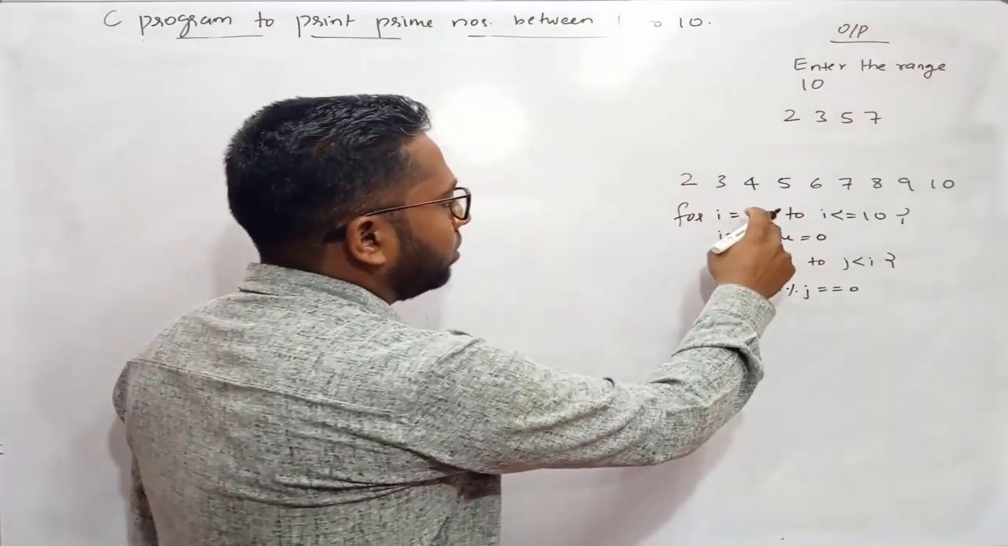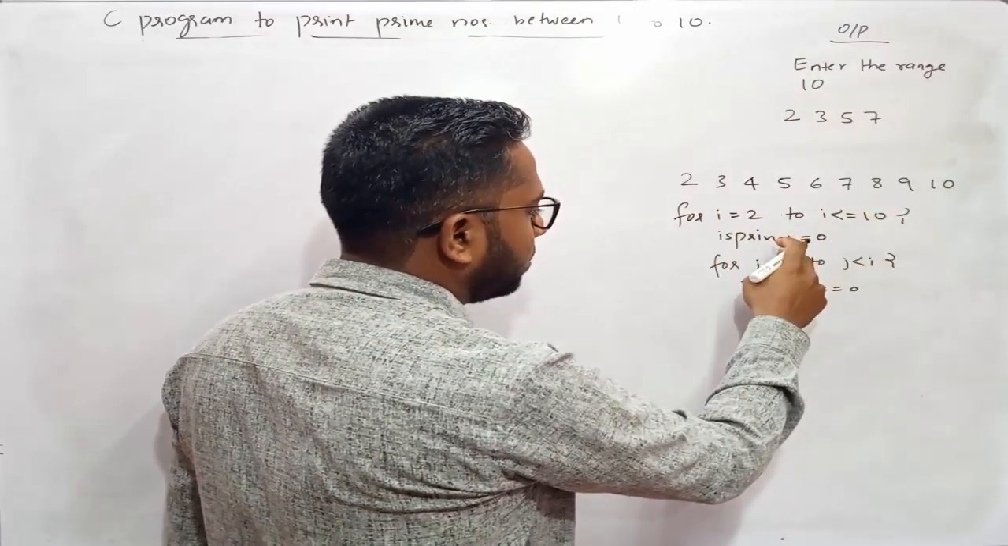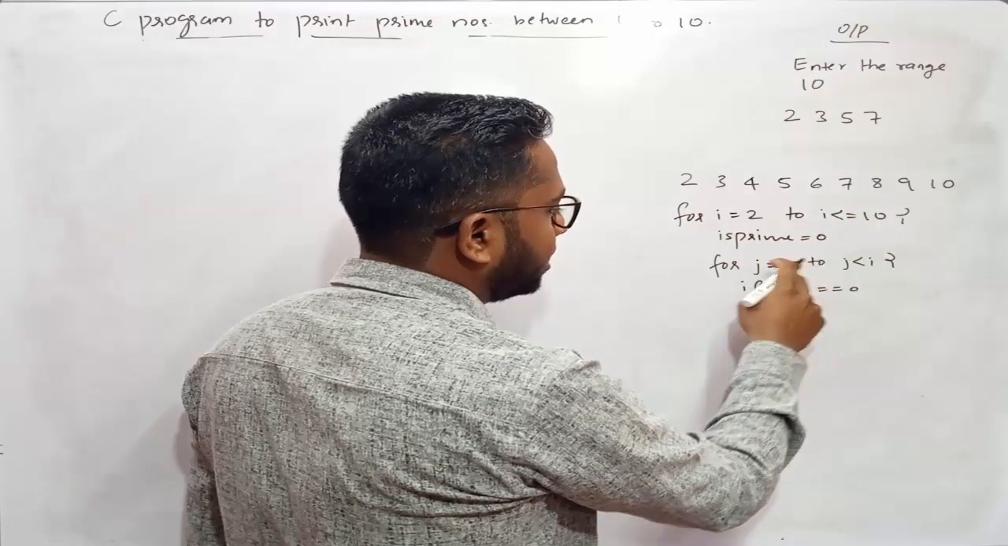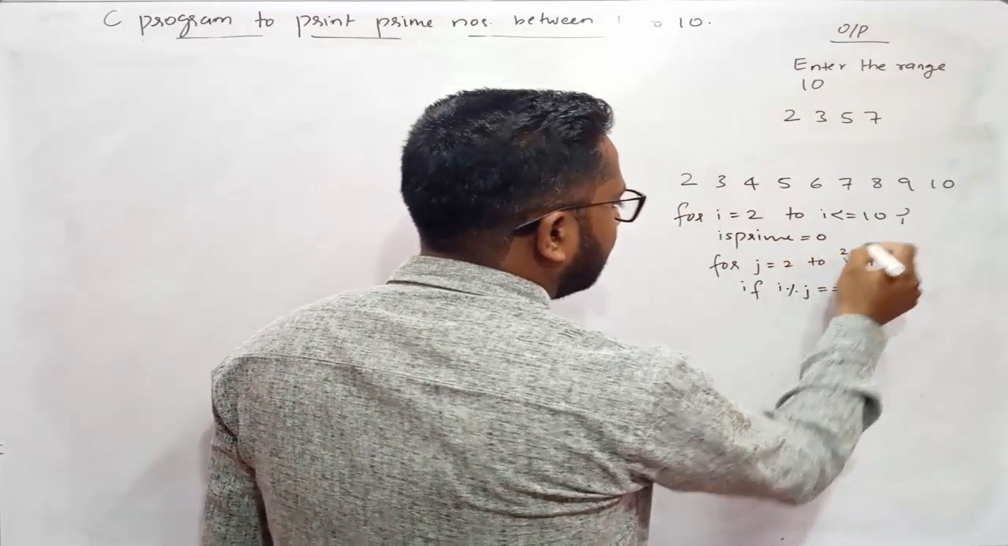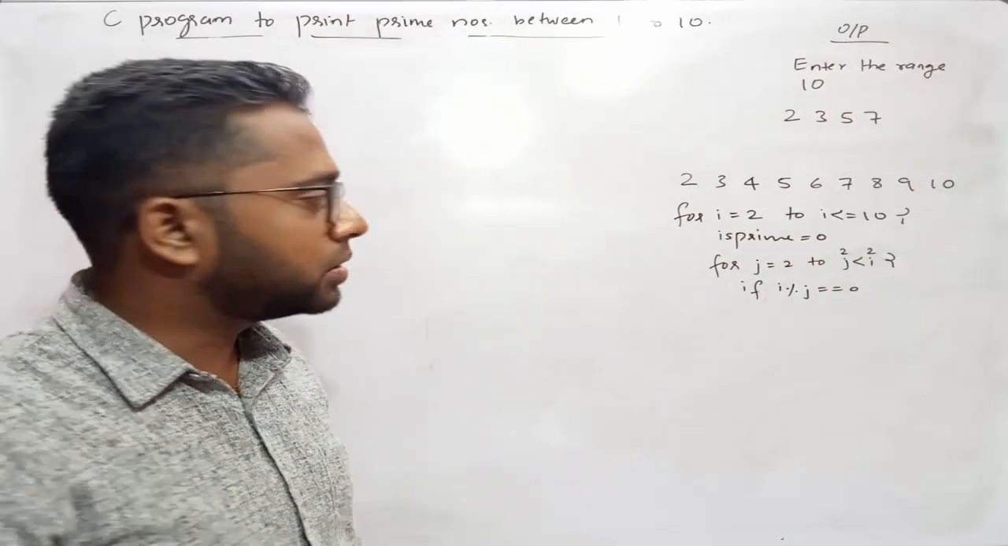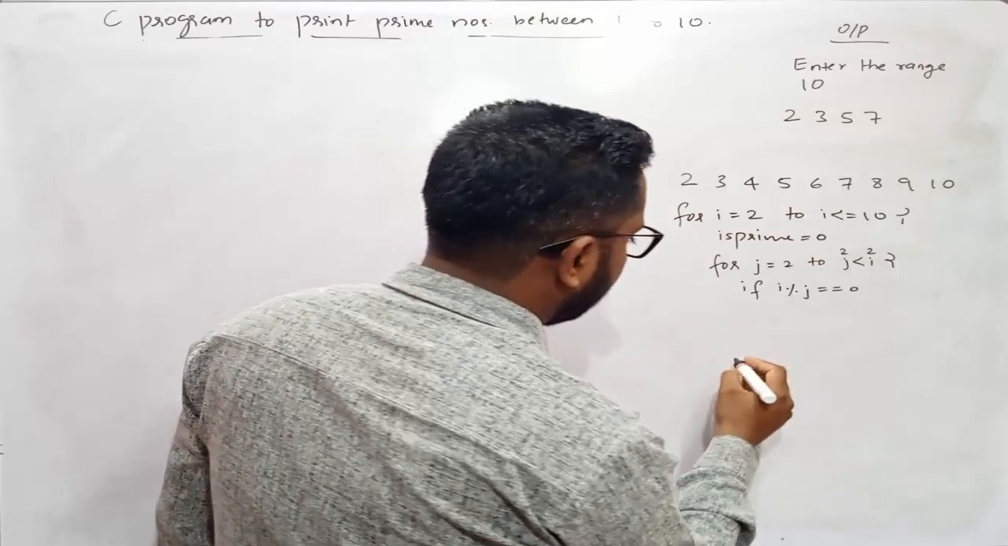So here I value is 2. 2 is less than or equals to 10. Condition satisfied. Control will come inside the for loop to check here. J value is 2. J is less than I. 2 is less than 2. No. Condition becomes false. That's why control will come outside the for loop here.